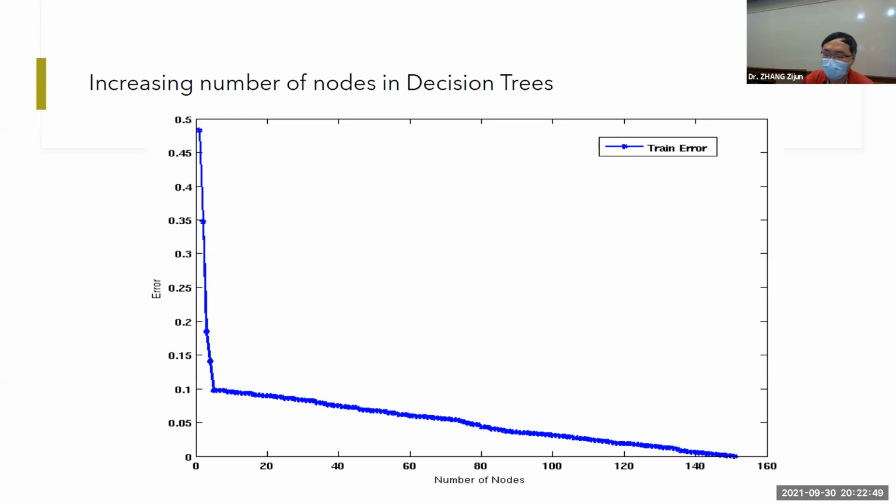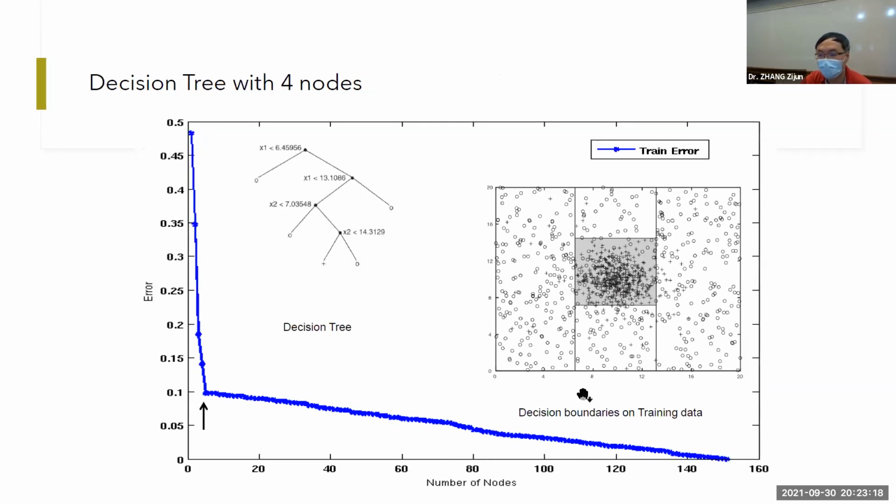This graph shows when the number of nodes increases from 0 to 106 and how the error drops. If you have very few nodes, you get a high training error, close to 0.5. And when the nodes increase, that means the tree becomes more and more specific. You are fitting very well into the data, and the error decreases almost infinitely toward 0.